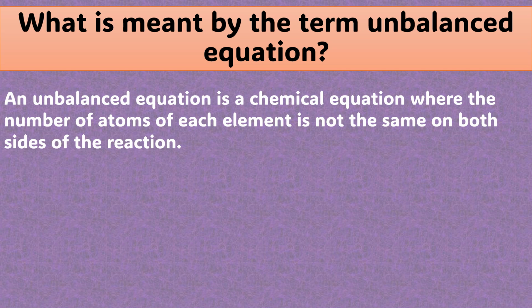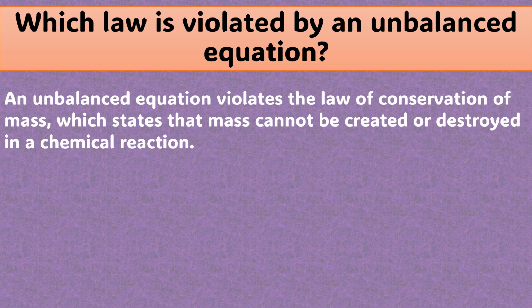Question number 34. What is meant by the term unbalanced equation? Answer. An unbalanced equation is a chemical equation where the number of atoms of each element is not the same on both sides of the reaction. Question number 35. Which law is violated by an unbalanced equation? Answer. The law of conservation of mass, which states that mass cannot be created or destroyed in a chemical reaction.